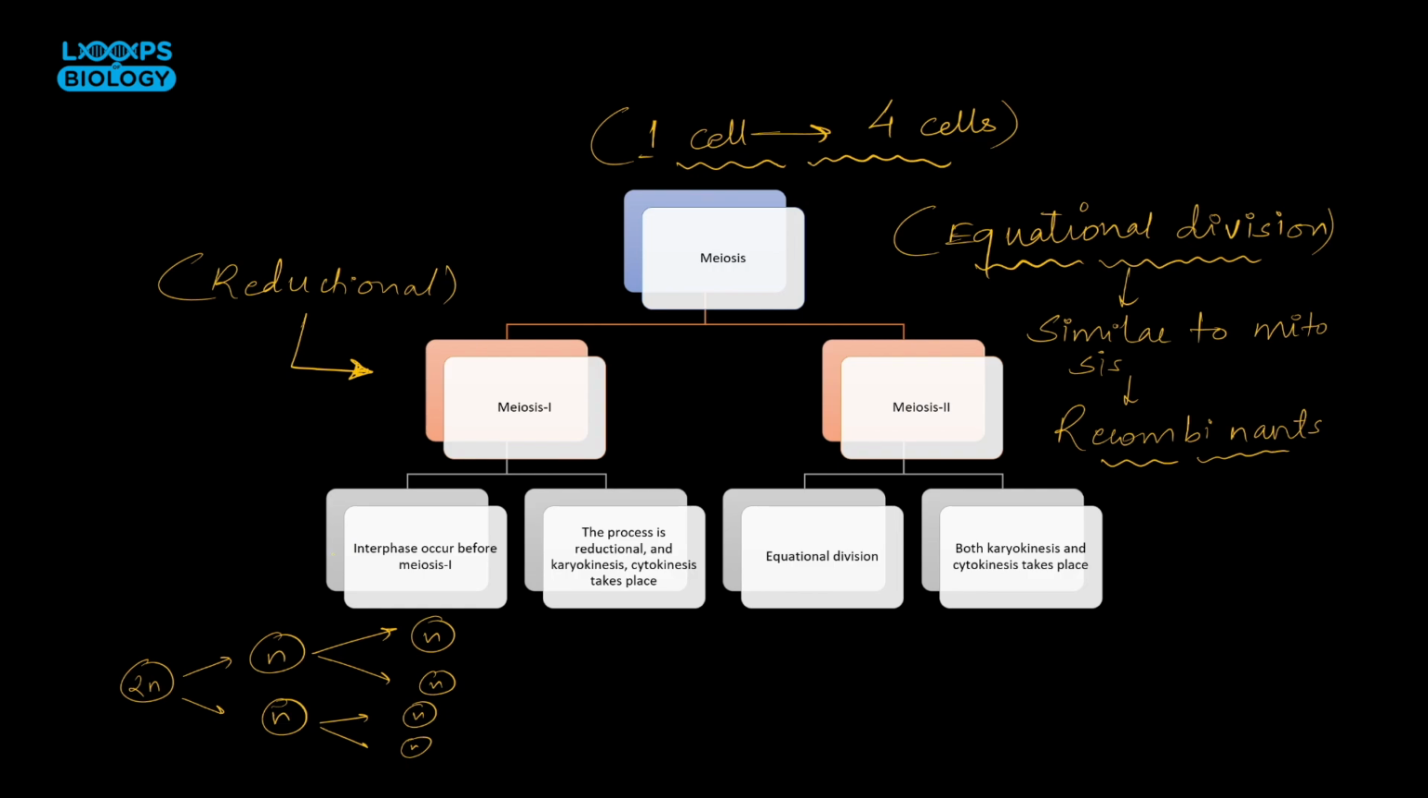As meiosis 1 suggests, the interphase occurs before meiosis 1, and throughout the process the interphase does not repeat again. So in this phase your cell is undergoing interphase, and after the interphase is completed, the M phase is going to start. Here M1, and finally the M2 phase is going to take place. In case of meiosis 1, the process is reductional, and karyokinesis and cytokinesis take place as usual in every cell division. If I am talking about meiosis 2, it is equational division, and both karyokinesis and cytokinesis take place. Alright, easy peasy.